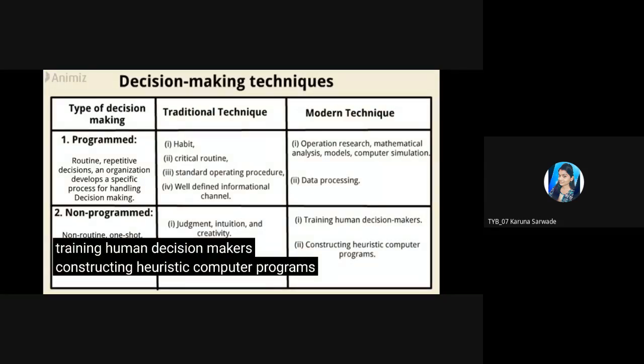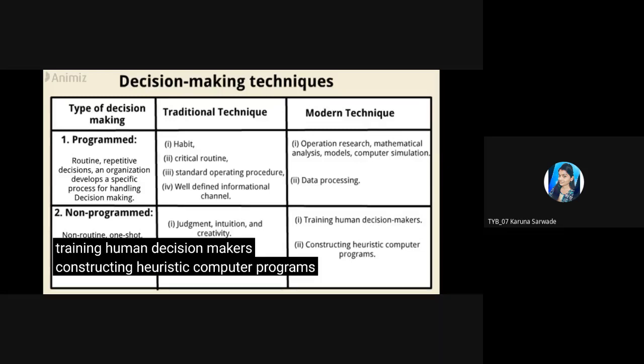Then what are the modern techniques for the first, program decision making? There is the operations research technique. With the help of operations research, we can easily find all the information. Then mathematical analysis, models, computer simulation, and data processing.